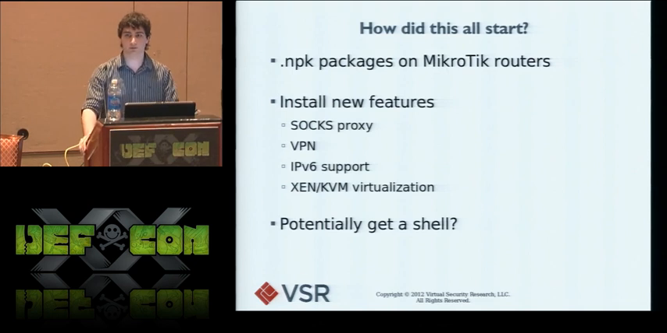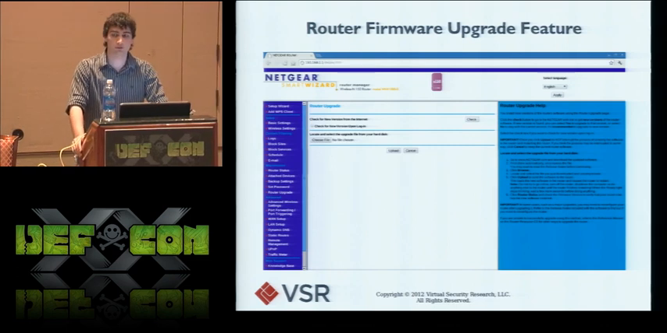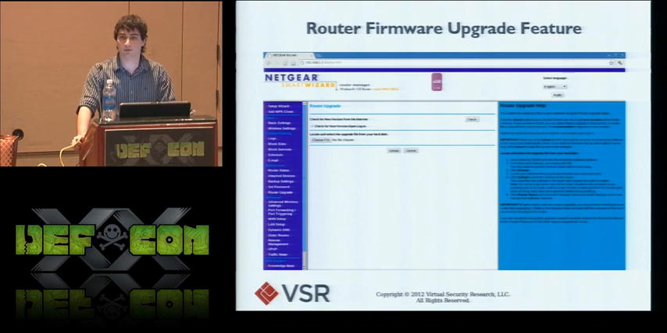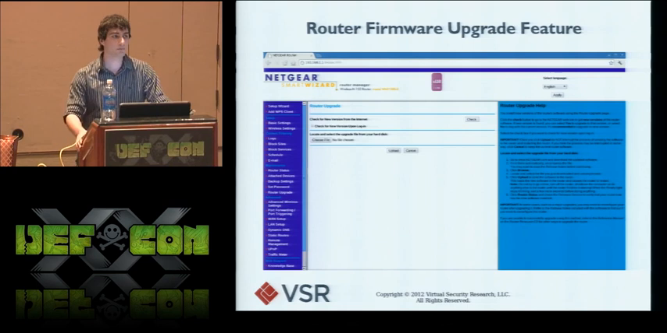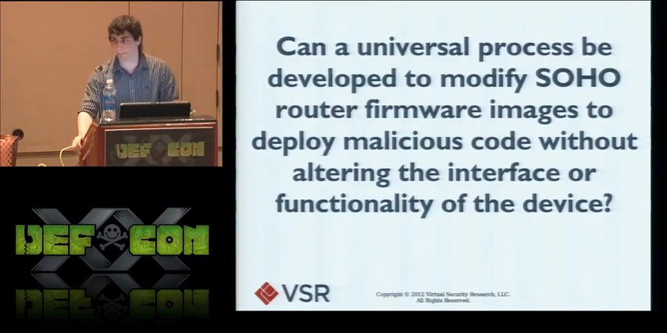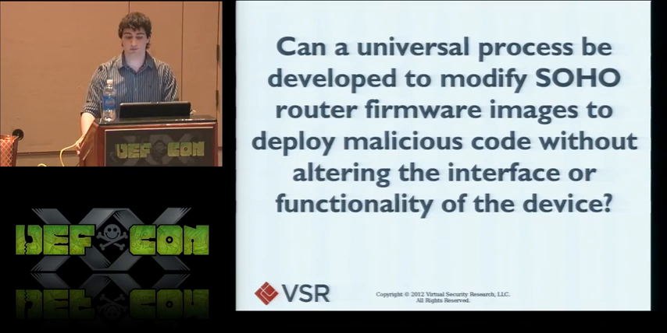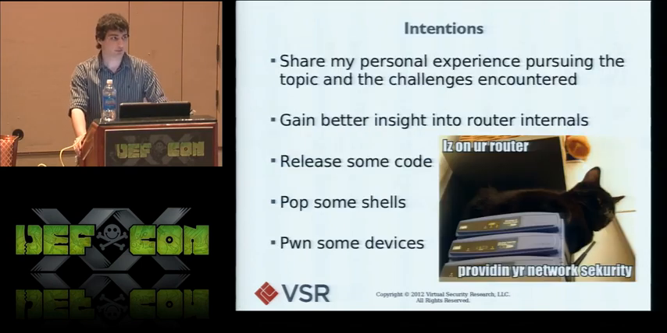to all consumer routers? As many of you have probably seen, on your consumer router, you can download a firmware update from the Netgear site or the Belkin site or the D-Link site and reflash the router through the web interface to get a newer version. But what happens if we take that version of the software right off the vendor site, manipulate it to install our own code, and then reflash the device through the web panel? So the big question is, can a universal process be developed to modify SOHO router firmware images to deploy malicious code without altering the interface or functionality of the device? And in hacker circles, we like to call this a rootkit.